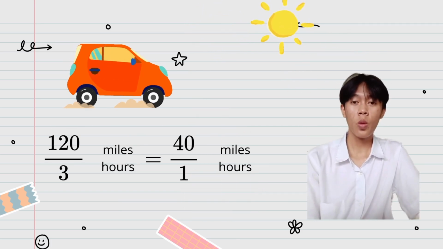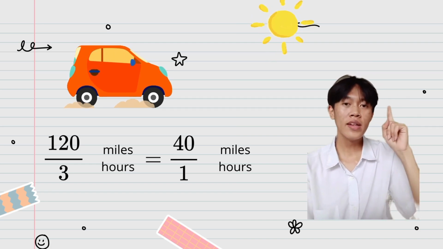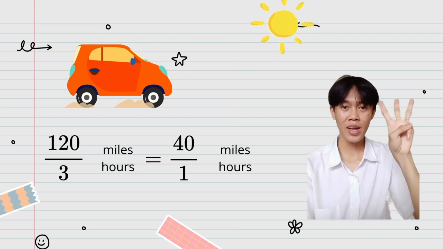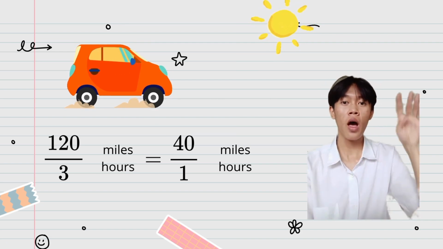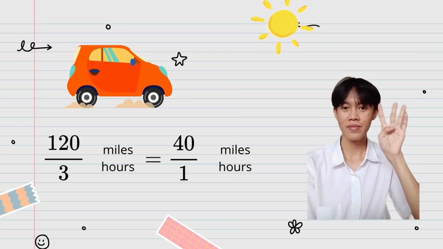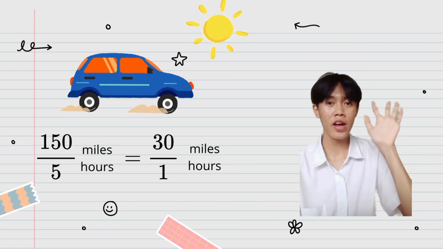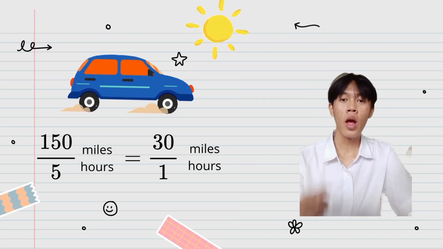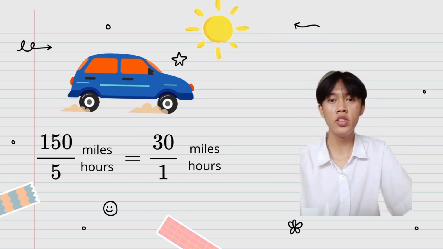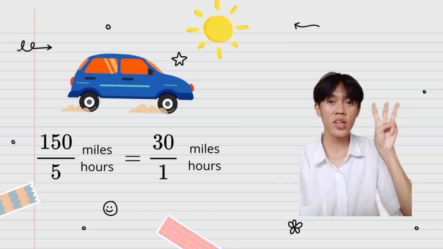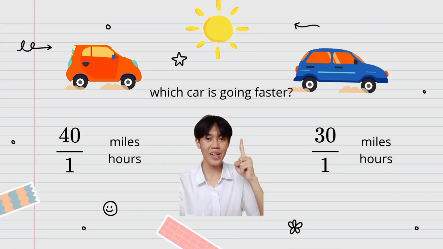The first car's rate was 120 miles per 3 hours. So if we take 120 and divide it by 3, we get 40. That means the unit rate for the first car is 40 miles per hour. The second car's rate was 150 miles per 5 hours. So if we divide 150 by 5, we get 30. So the unit rate for the second car is 30 miles per hour. So you can tell that the first car is going faster.